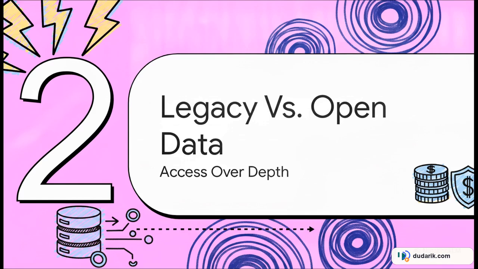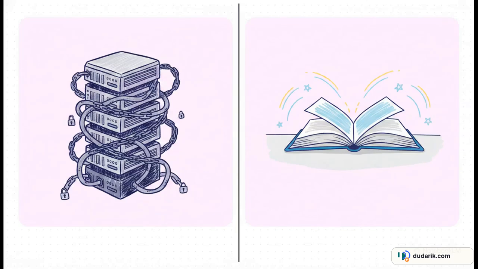Moving right along to Section 2, Legacy versus Open Data, and choosing access over depth. So here's the reality. You really can't have both lightning speed and bottomless depth unless you have a massive enterprise budget. StartupWiki actively sacrifices deep historical tracking and executive network mapping in exchange for raw, open discovery. Legacy databases, they rely on heavy JavaScript and complex relationship graphs to justify those high subscription costs. StartupWiki inverts that completely. It uses simpler HTML structures and a flat schema.